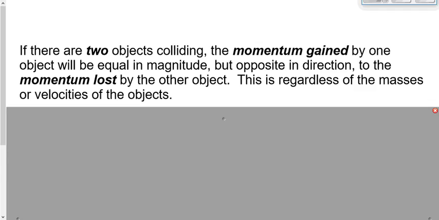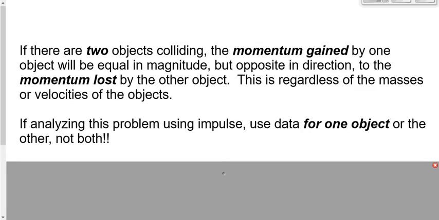I mean, there's a few things, right? Direction and all that stuff, right? But one new thing, and that is this. Pick one object, not both. So if you're analyzing that using impulse, don't use Dylan's mass and my mass. Don't use Dylan's velocity and my velocity. Either use data for Dylan or use data for me. Now, listen carefully. If the question says, what is Dylan's impulse, but you know nothing about Dylan, it's okay to find my impulse because we know Dylan's impulse is the same value, right?